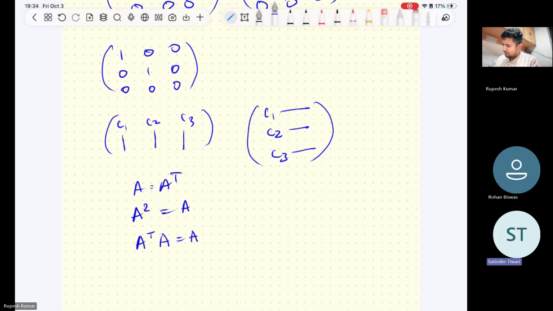So when P is not symmetric, and we are making a symmetric matrix like A into A transpose, that will always be symmetric. And one more condition is there: A into A transpose is an orthogonal matrix if it is equal to I. That is the definition of an orthogonal matrix. But projection and orthogonal matrix are different things.